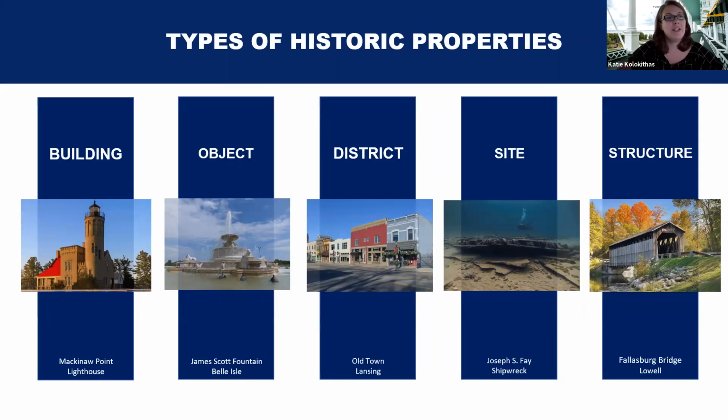We can be looking at anything from a building to an object like a fountain, to a historic district, to archaeological sites, to structures like bridges. It runs the whole entire gamut of things. It's a large variety of things. And our list of historic properties is not static.